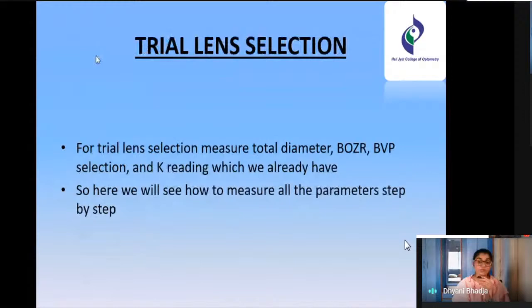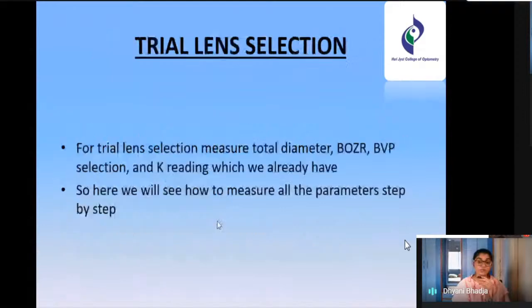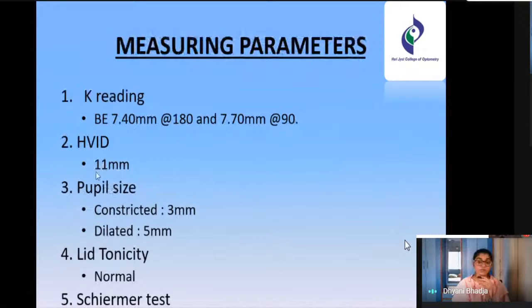Now trial lens selection. For trial lens selection, measure total diameter, BOZR, that is back optic zone radius, BVP, back vertex power, and K reading, which we already mentioned here. Right? So here we will see how to measure all the parameters step by step. First of all, total diameter.